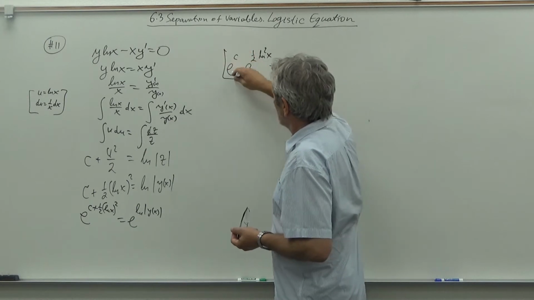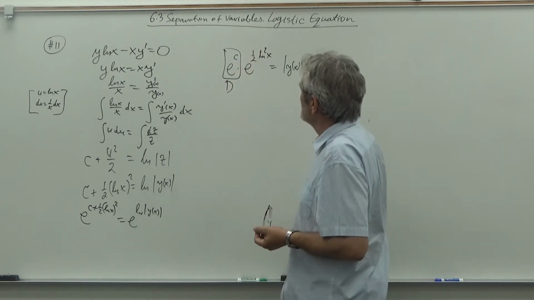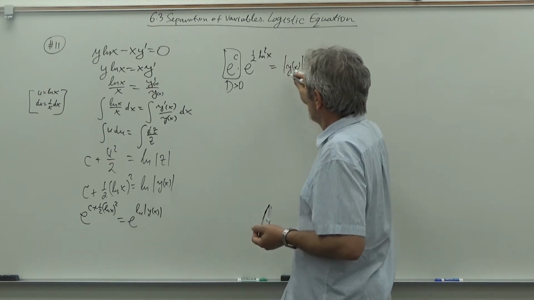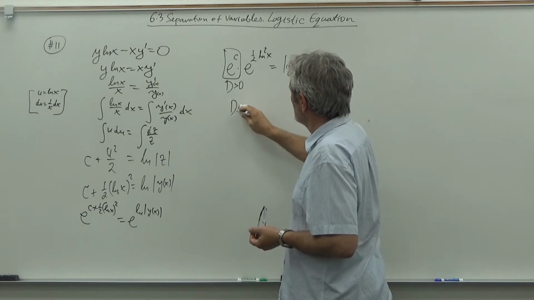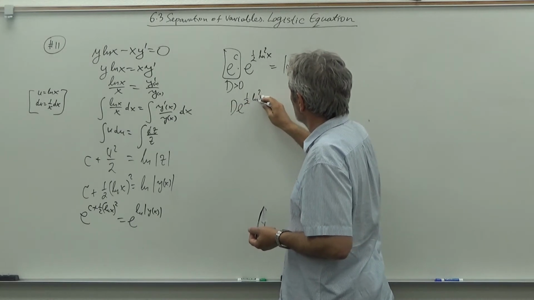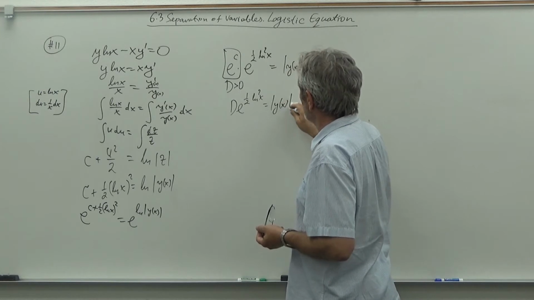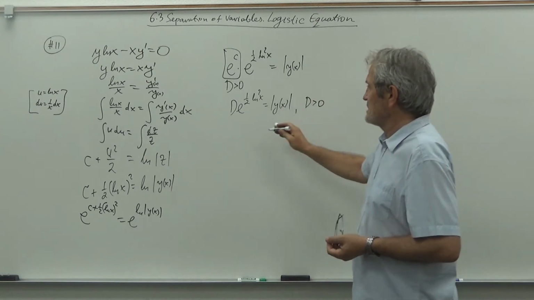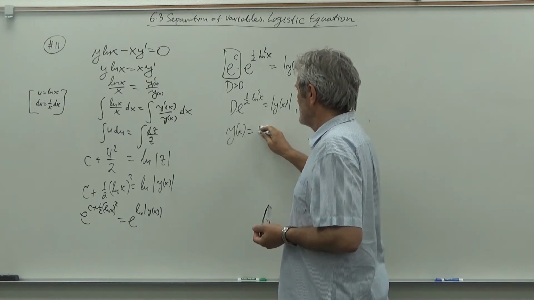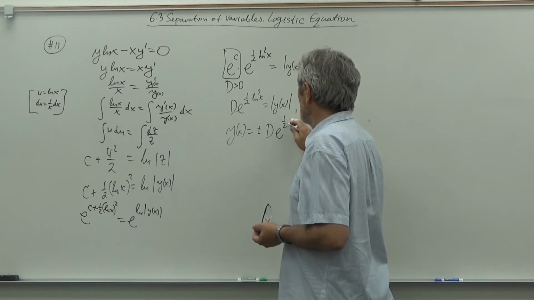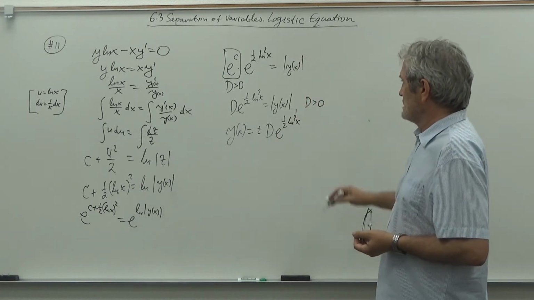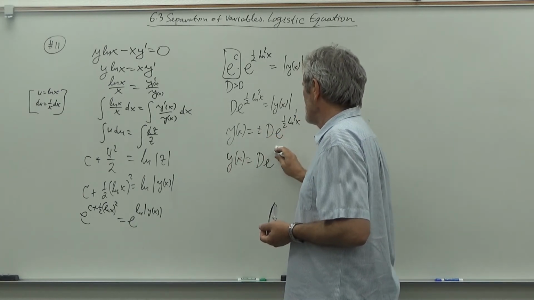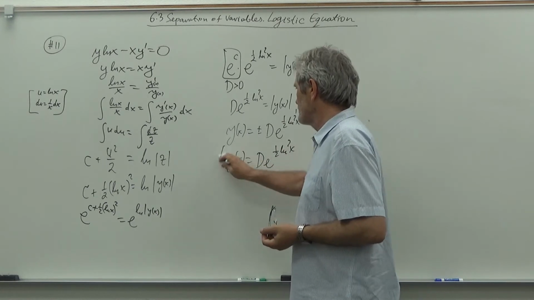And then I can call this C again, if you want. I can call it D, but keep in mind that D is positive, like last time. So I get D e to the 1/2 ln squared x equals absolute value of y, where D is positive. But if absolute value equals something, then y of x equals plus or minus D e to the 1/2 ln squared x. Since D is positive, plus or minus D makes it just arbitrary, so y of x is just D e to the 1/2 ln squared of x.